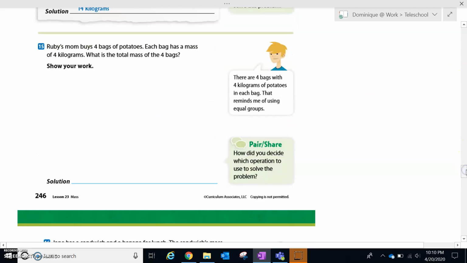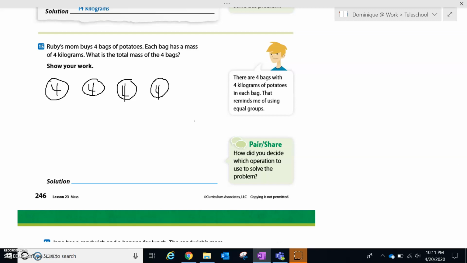So now it's our turn. Ruby's mom buys 4 bags of potatoes. Each bag has a mass of 4 kilograms. What is the total mass of the 4 bags? So let's draw a picture. We have bag 1, bag 2, bag 3, and bag 4. Each bag weighs how much? 4 kilograms. Good. So this is 4, 4, 4, and 4. Okay, so now what operation do you think we should use to figure out the total amount or the total mass of all 4 bags?